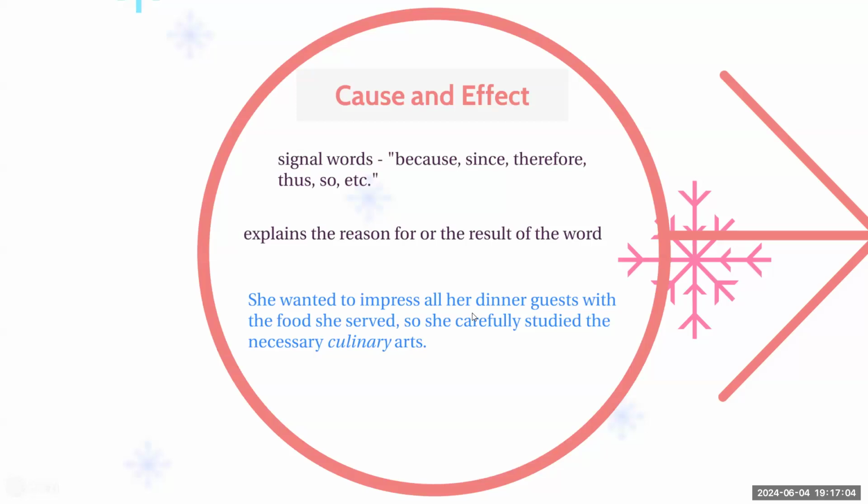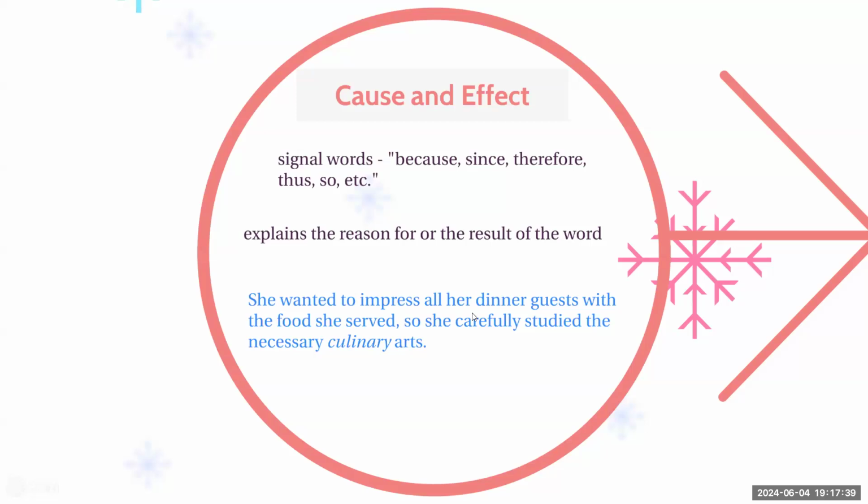For example, she wanted to impress all her dinner guests with the food she served, so she carefully studied the necessary culinary art. What does culinary art mean? Or what does culinary mean? Cooking, right? Why do we know this? Because of what she wanted to do, right? The cause and the effect. We know what she wanted to impress all her dinner guests with food she served means, right?